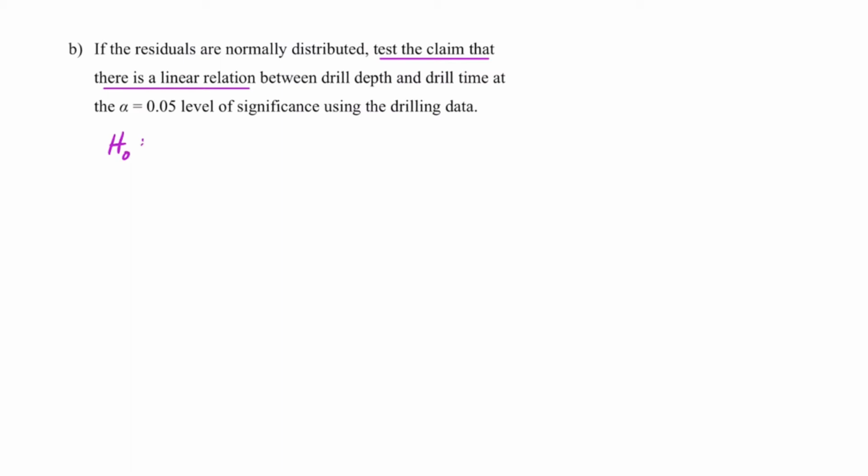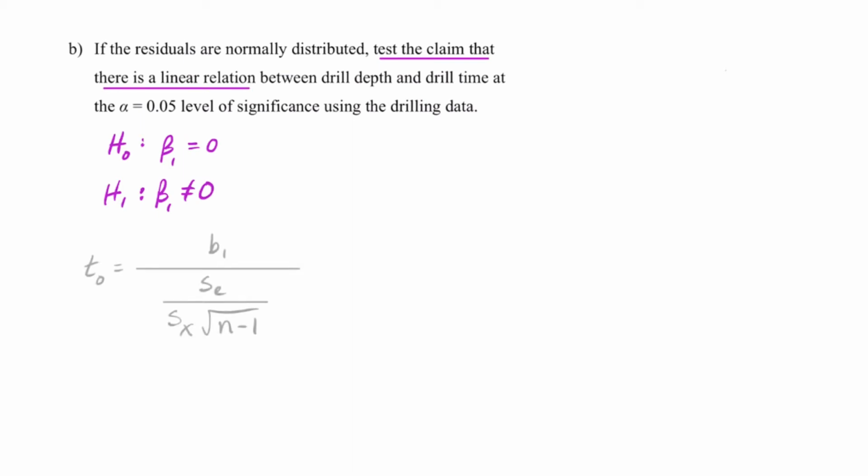So now let's state the null and alternative hypotheses first. Our null hypothesis is beta sub 1 equal to 0, and the alternative hypothesis would be beta sub 1 not equal to 0. Now this is not equal to because we're asked to test the claim that there is a linear relation. If we were asked to test the claim that there's a positive relation, then that would be beta sub 1 greater than 0. Similarly, if we were asked to test the claim that there is a negative relation, that would be our beta sub 1 less than 0.